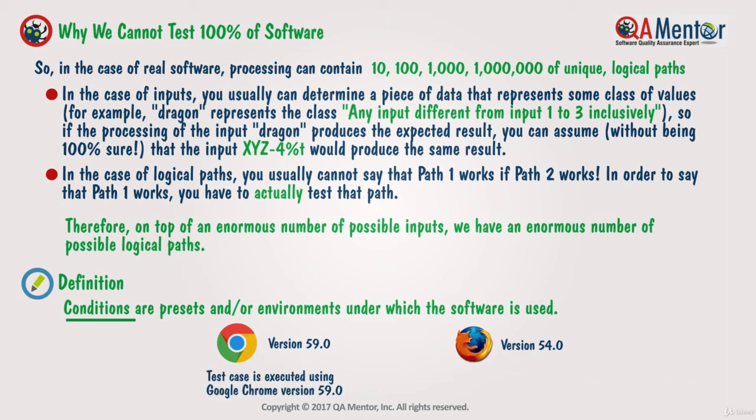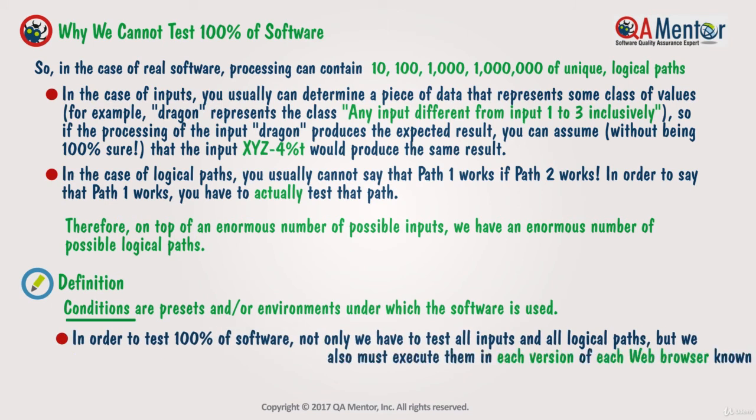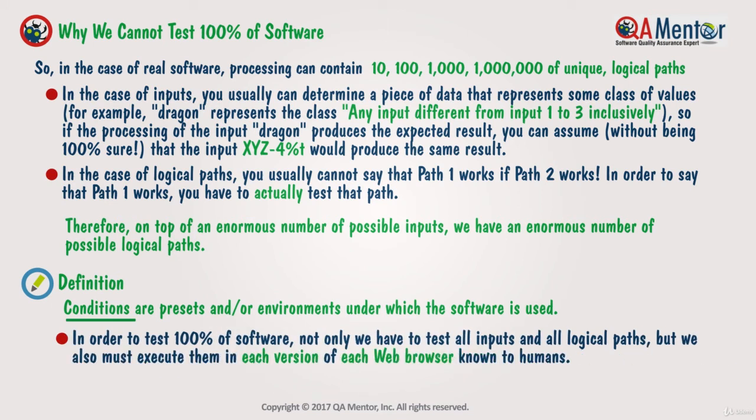First condition is test case is executed using Google Chrome version 59.0. Second condition is test case is executed using Firefox version 54.0. So, in order to test 100% of software, not only do we have to test all inputs and all logical paths, but we also must execute them in each version of each web browser known to humans.